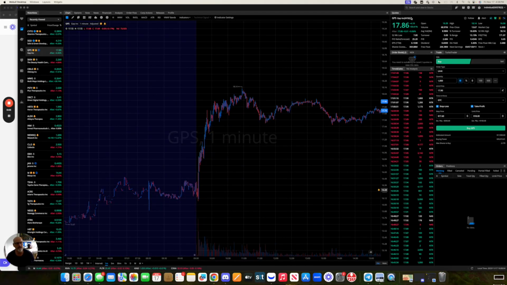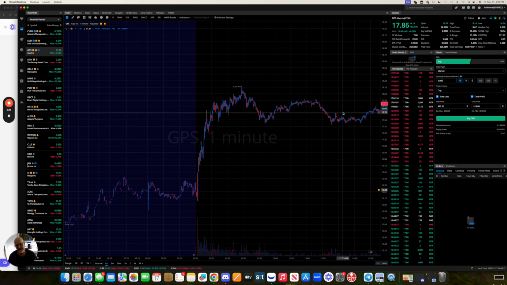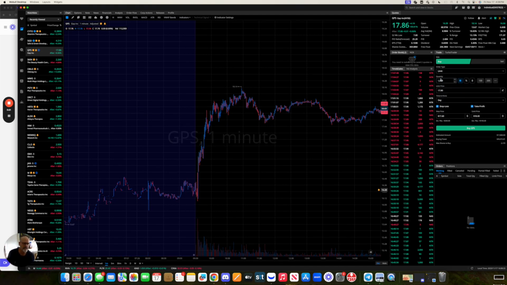Hey guys, just going to go over how to take a trade. So over here on the right side of Webull, there's a buy and a sell. So buy, you can do a market order, and basically if the stock is running and you feel like you need to jump in, jump in. I personally try to do limit, and I miss some trades, but I get over it pretty quick.